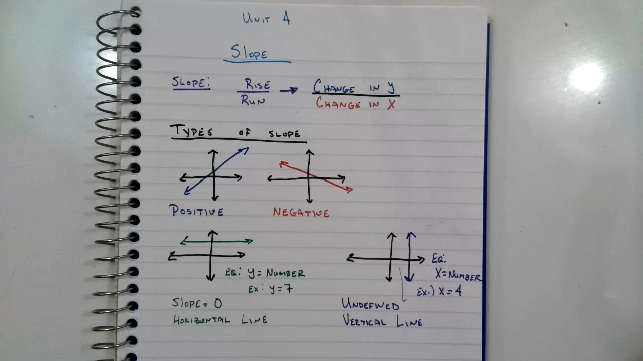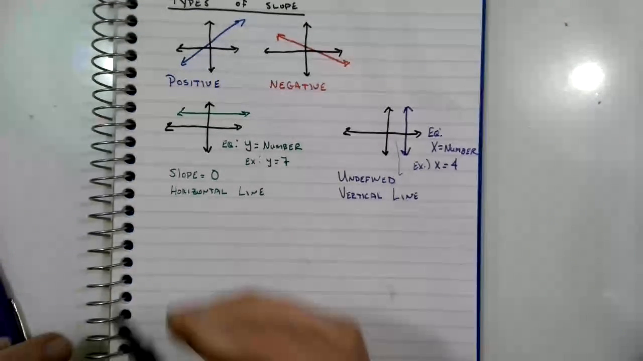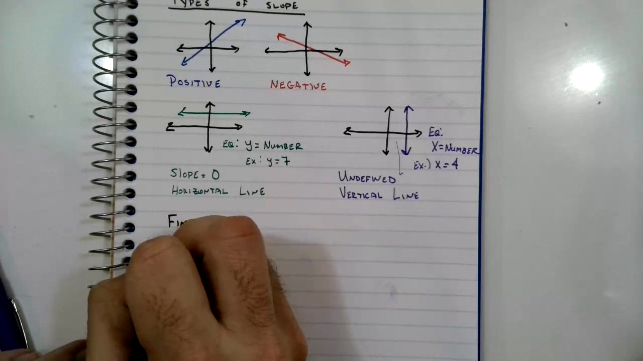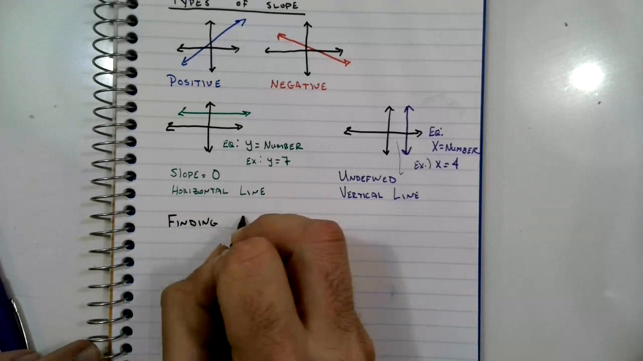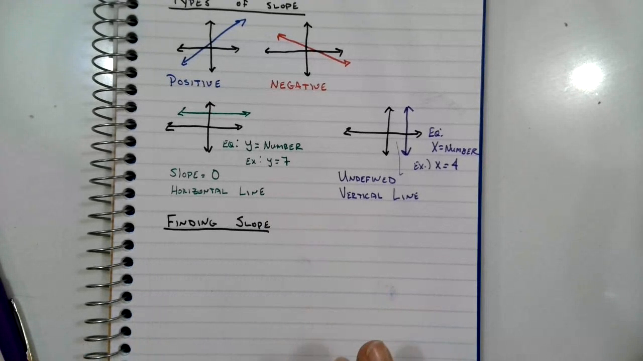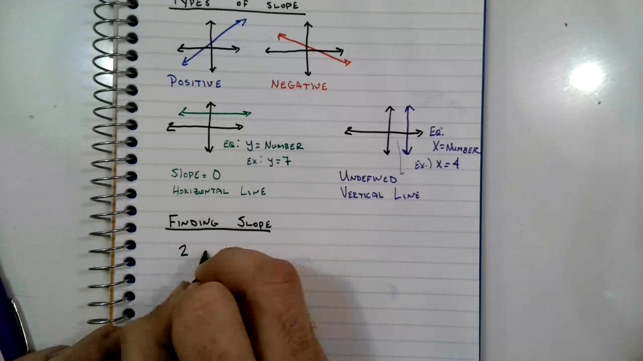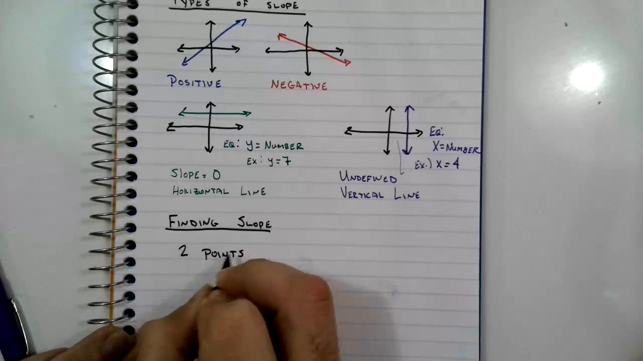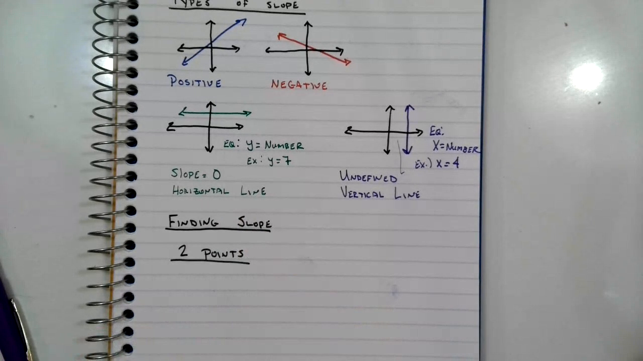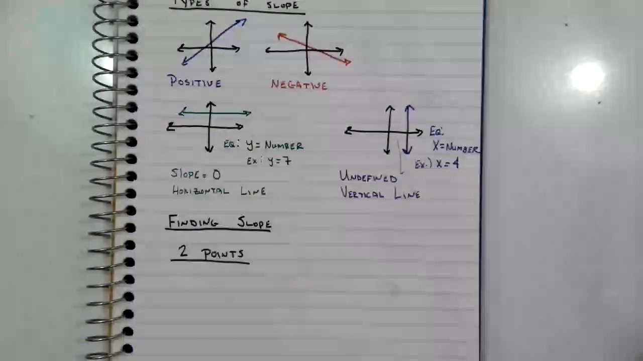Now, how do we find slope? So finding slope. We just had to get that information in first to get to this information. So how to find slope from 2 points. They give you 2 points. You're going to use what we call the slope formula.